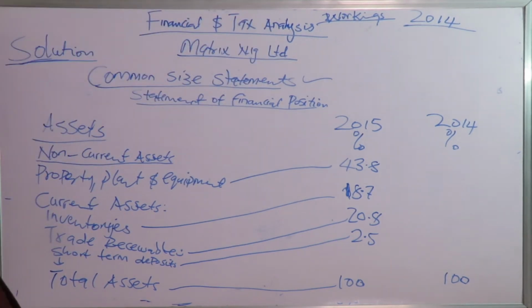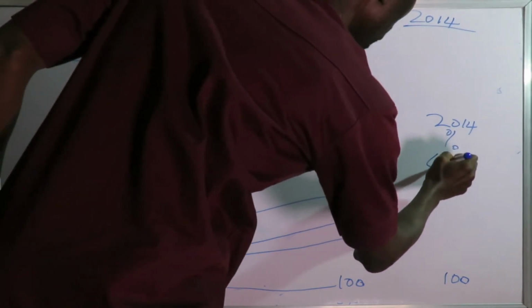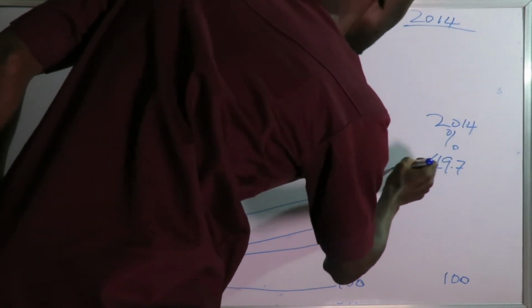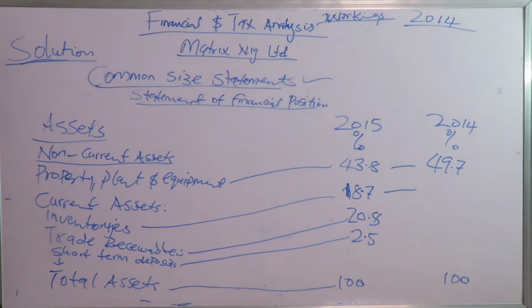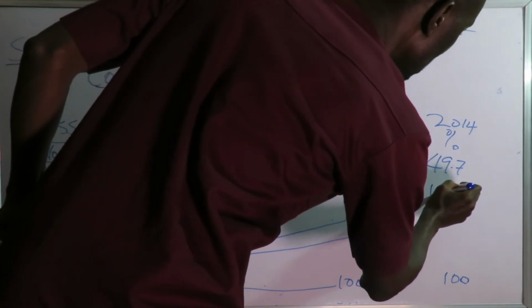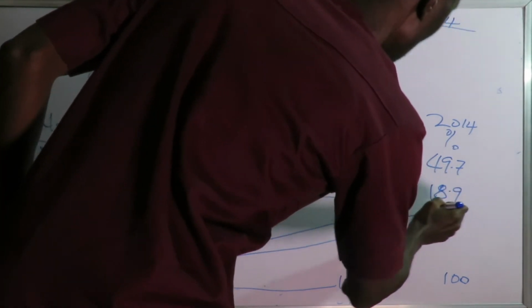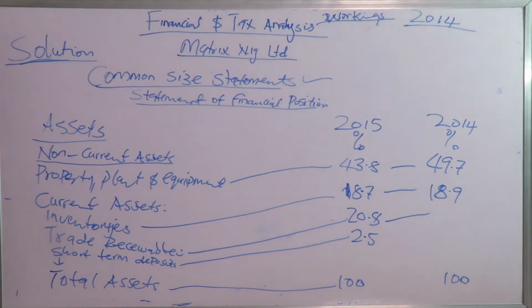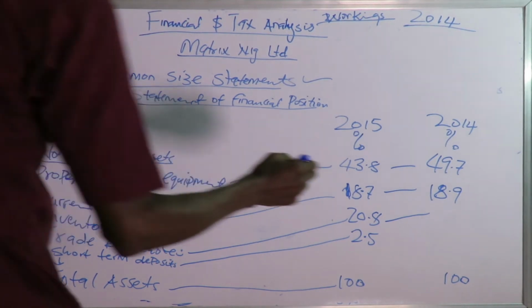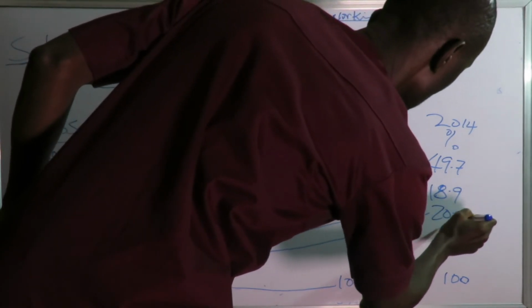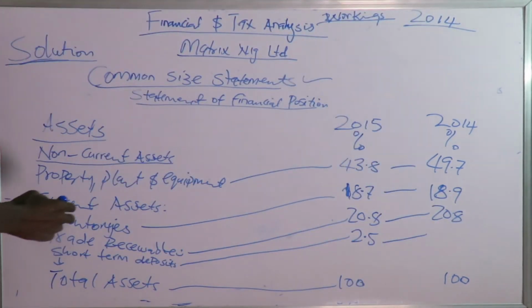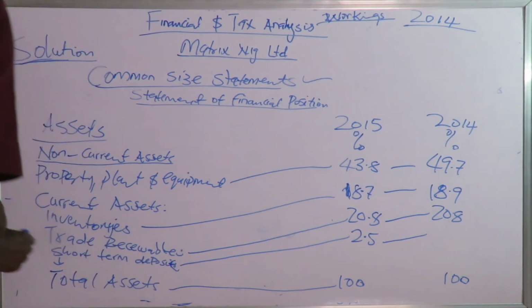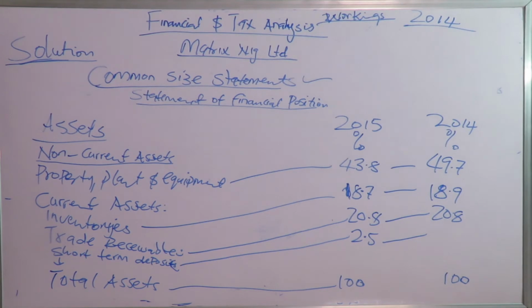Then let's just swap for 2014 and finish it off. For property, plant and equipment it is 49.7. Then for inventory, 18.9. And for trade receivable, 20.8, the same figure.